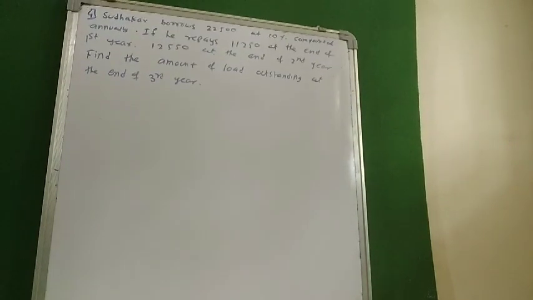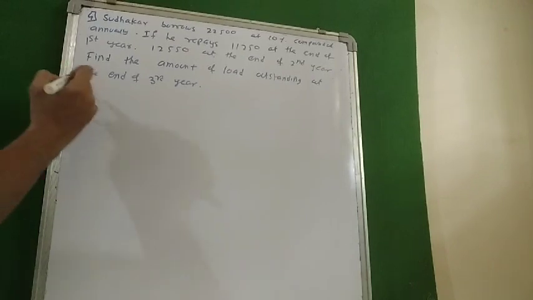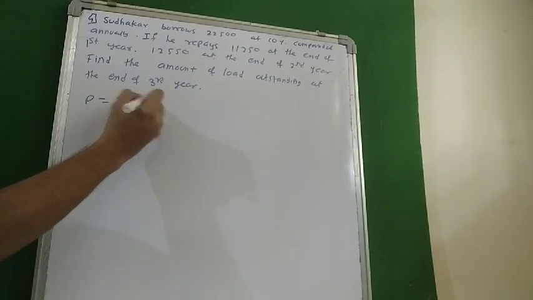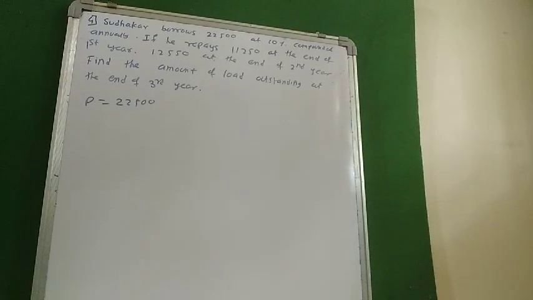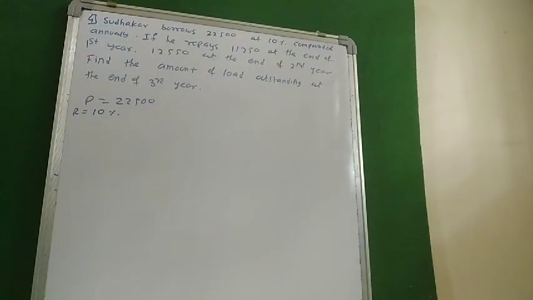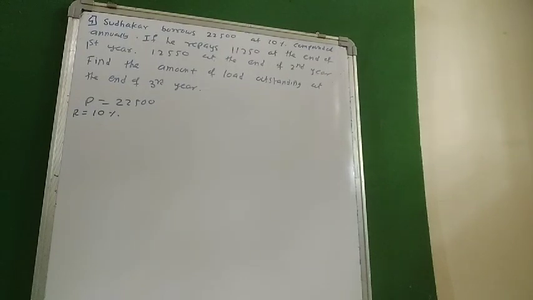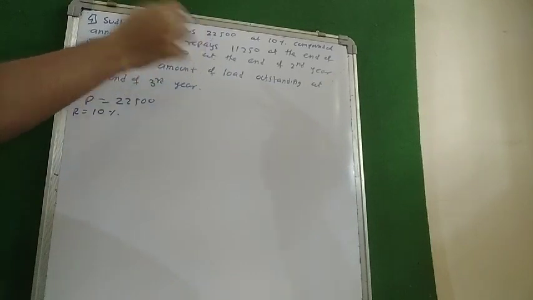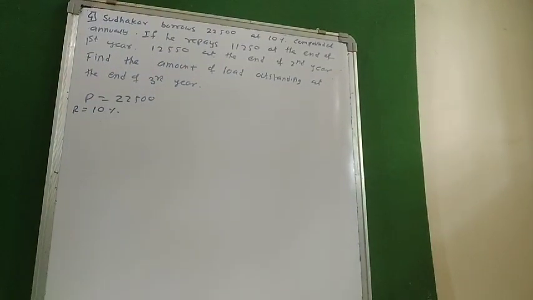Now we'll start with the fourth question. I'll read the question for you. Sudhakar borrows 22,500. So the principal borrowed is 22,500, at 10%. So the rate of interest is 10%. If he repays 11,250 at the end of the first year.